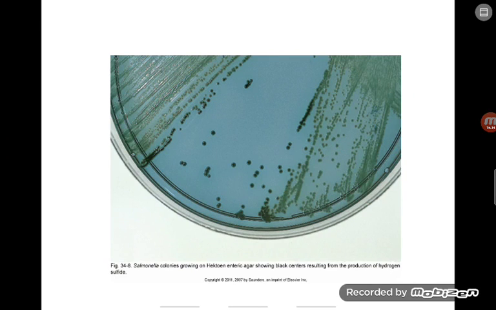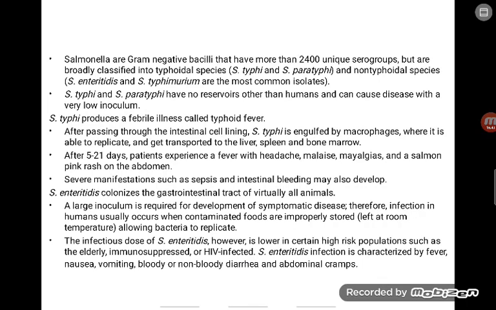These are Salmonella colonies growing on Hektoen enteric agar. Salmonella are gram-negative bacilli that have more than 2,400 unique serogroups, but are broadly classified into typhoidal species, which include Salmonella typhi and paratyphi, and non-typhoidal species, of which Salmonella enteritidis and Salmonella typhimurium are the most common isolates. Salmonella typhi and paratyphi have no reservoir other than humans and can cause disease with a very low inoculum.